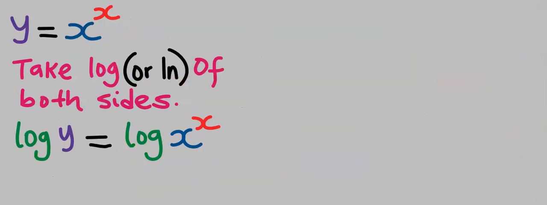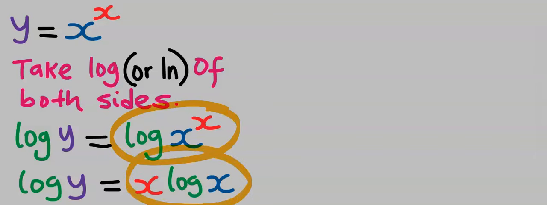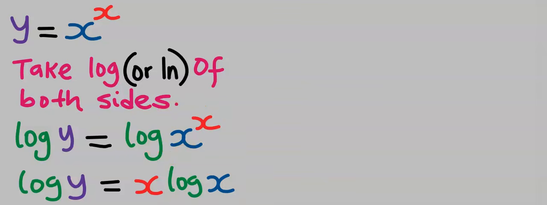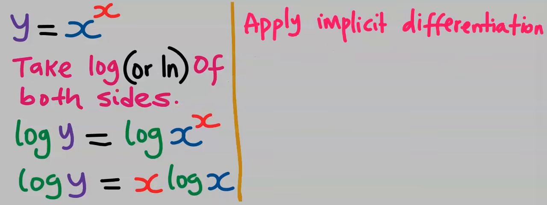With this in mind, I'm going to rewrite this. Now, instead of this, I'm now going to have this. Remember, this is just step 1. Next, apply implicit differentiation to both sides of the function. Next, let's differentiate the natural log of y.